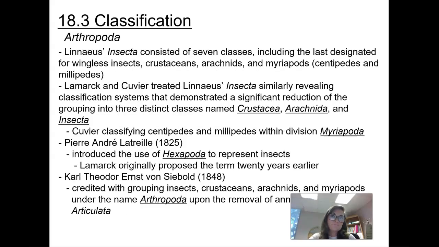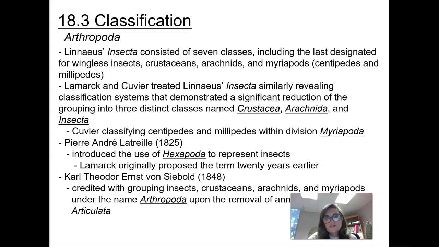The Arthropoda, or arthropods, are going to be in Linnaeus's Insecta, and they consist of 7 classes, including the last designated for wingless insects. So we have crustaceans, arachnids, and myriapods. These are going to be your centipedes and your millipedes. Lamarck and Cuvier are going to treat Linnaeus's Insecta similarly, revealing classification systems that demonstrate a significant reduction of the grouping. And so they're going to put them into 3 groups, the Crustacea, the Arachnida, and the Insecta.